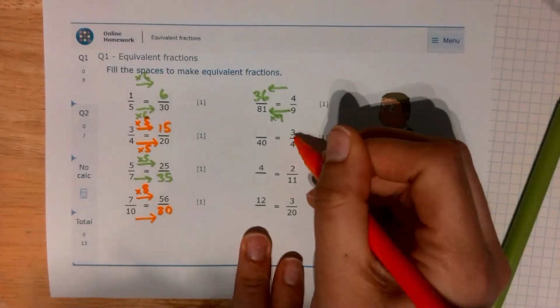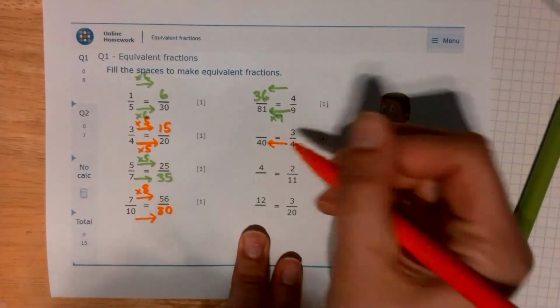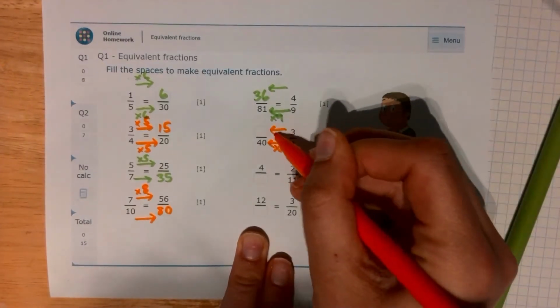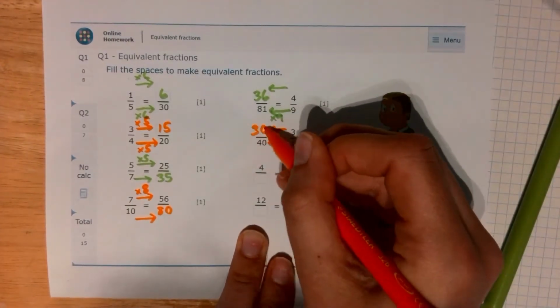If I'm thinking about quarters, I've got 3 of them, but if I've got 40ths, I've got 10 times as many pieces, which means I've got 10 times as many in my numerator.